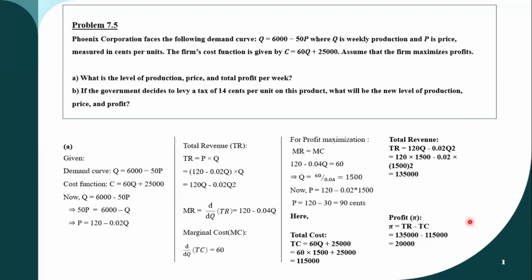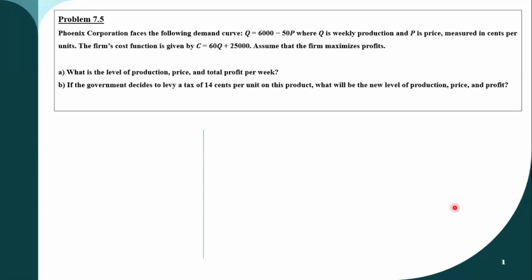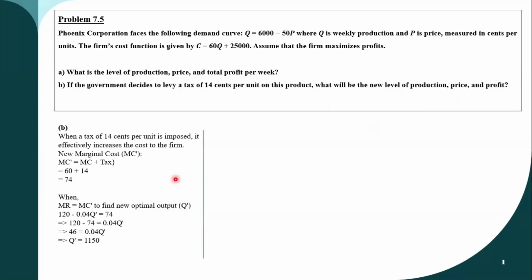So the profit maximizing level of production is 1500 units per week, with a price of 90 cents per unit and total profit of 20,000 cents per week, which we have already seen in this video. After this, we will solve another problem. If the government decides to levy a tax of 40 cents per unit on this product, what will be the new level of production, price, and profit? So here is the solution.